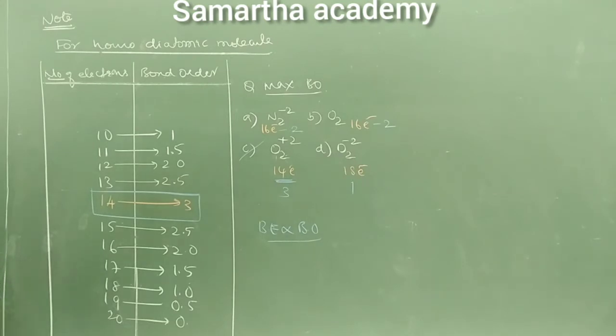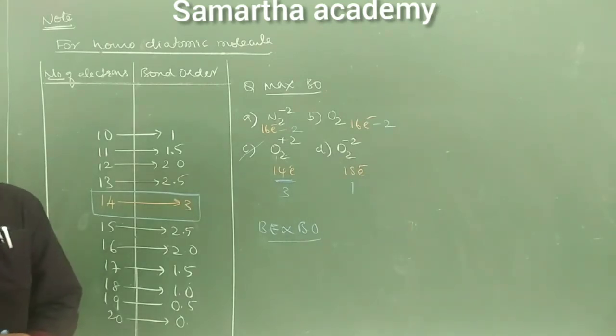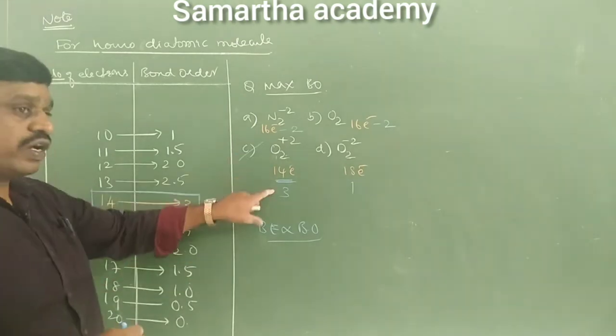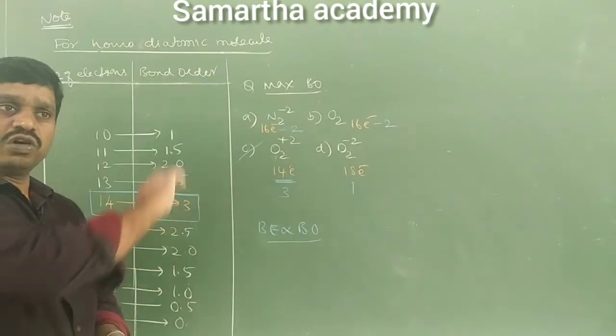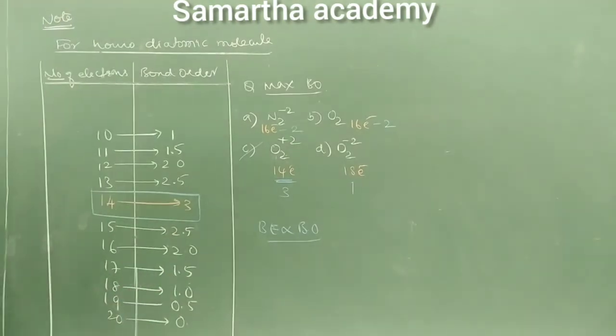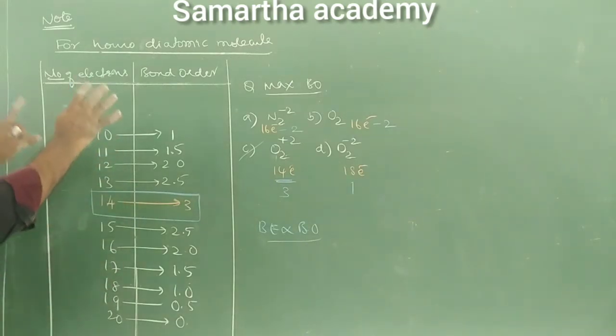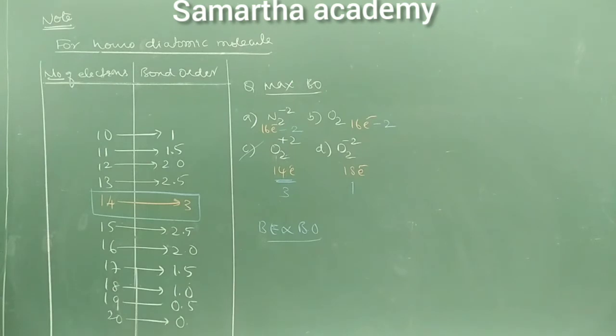Next is stability. Which of the following molecules is most stable? Stability is directly proportional to bond order. So therefore O2 plus 2 has more stability. So all these types of questions are possible based on bond order. Okay, I hope you understand it. So therefore remember this shortcut method to identify the bond order, right?